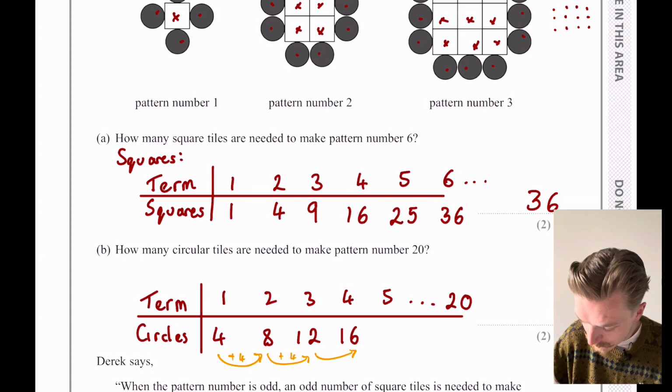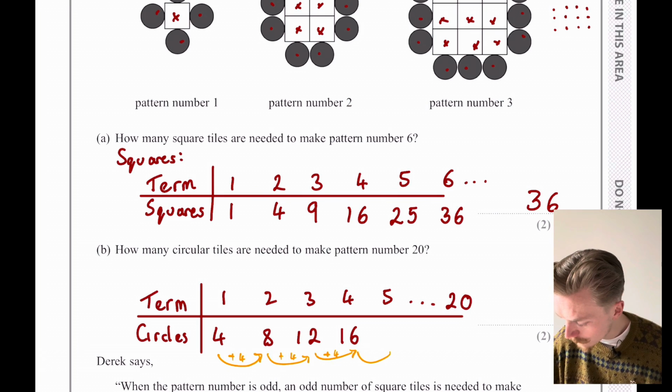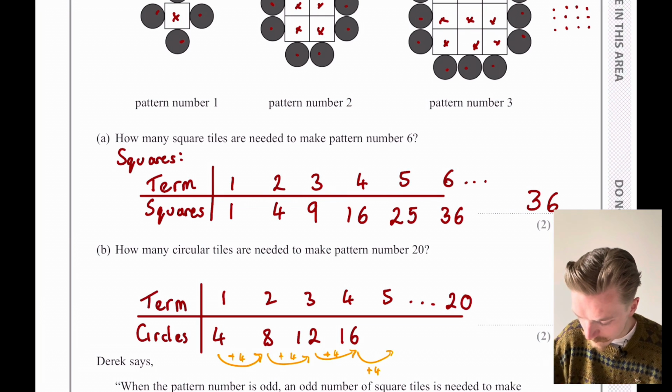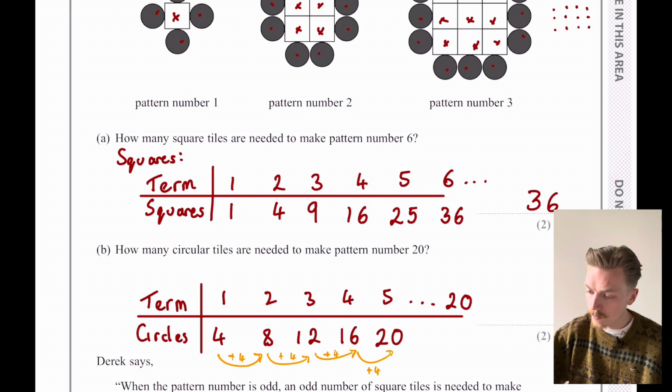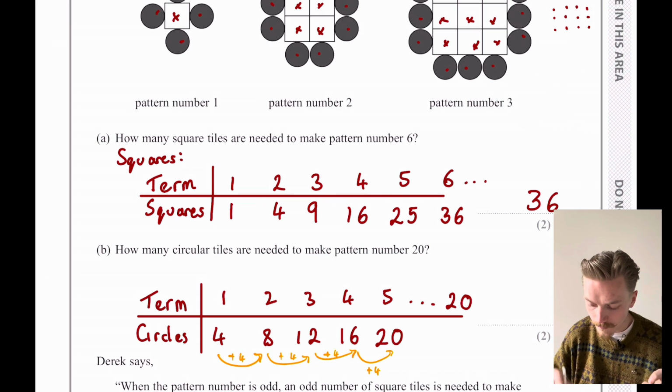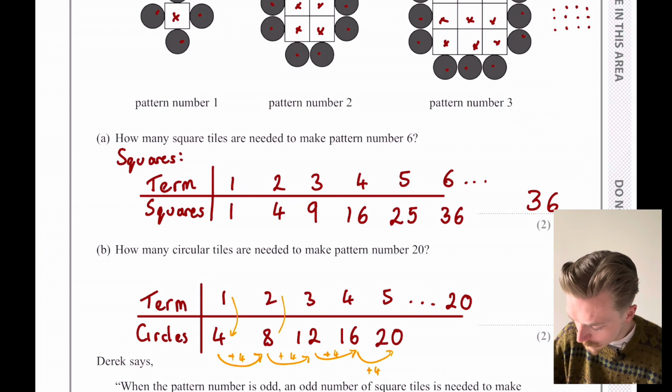In other words, I take the previous term and I add 4 to it. So if I was keeping it going, I'm adding 4 every time. That gets me to 20. And I could count up in 4s all the way up to the 20th term. However, there is another link here. Can you see a link between the term and the number of circles? What's happening every single time here?